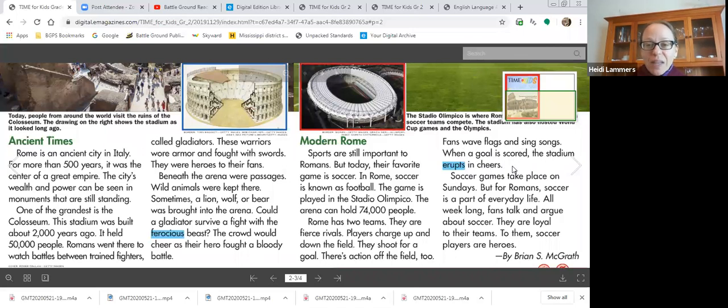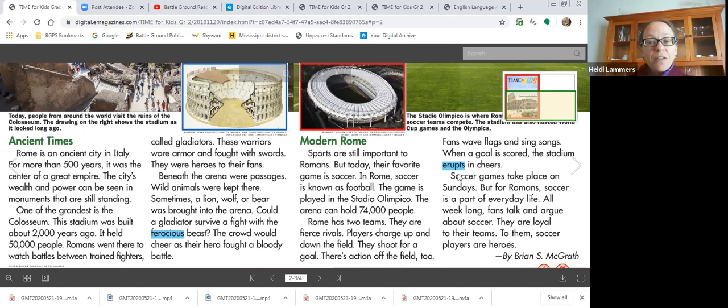So let's go through this again. Looking closely now, Rome has two teams. They're fierce rivals, so they compete against each other. And players charge up and down. What that means is that they run up and down. But the word charge, the author chose to use that synonym for running quickly, just to show the force and the aggression and the strength. Charge is kind of a stronger word than just run. They shoot for a goal.